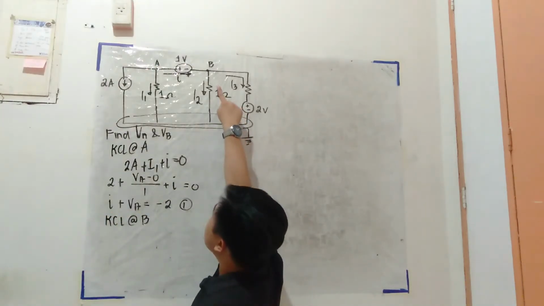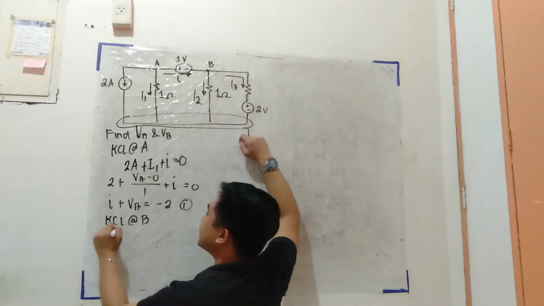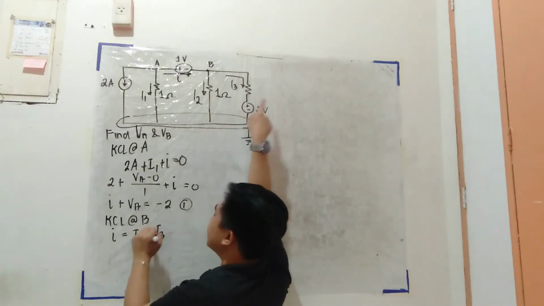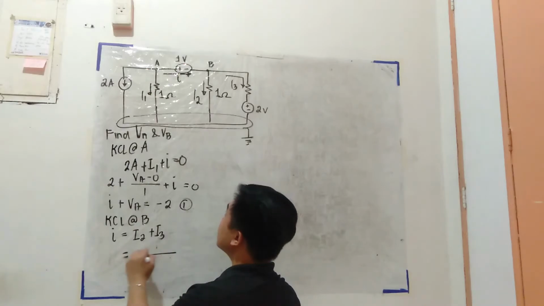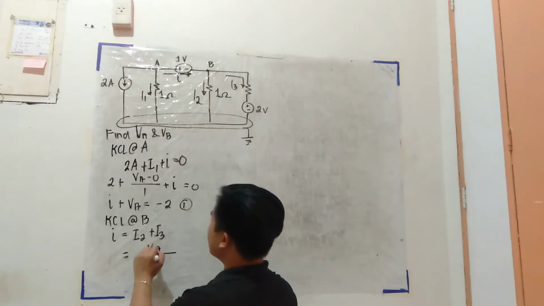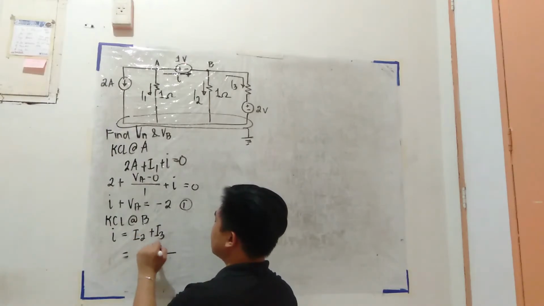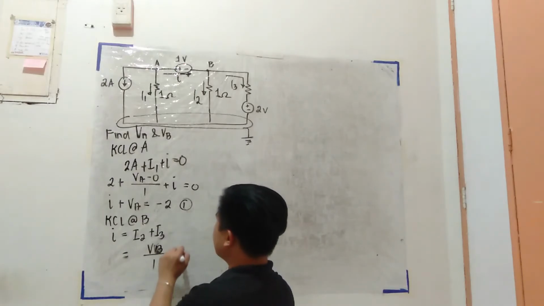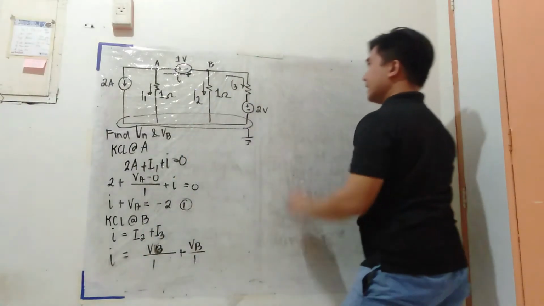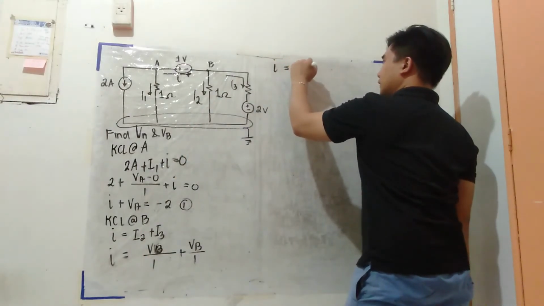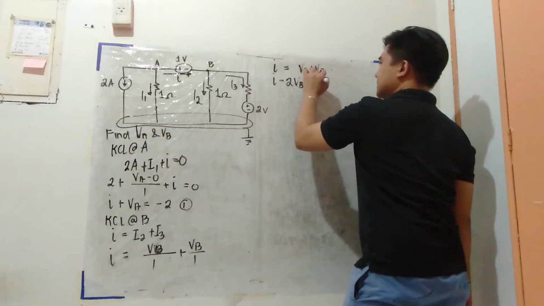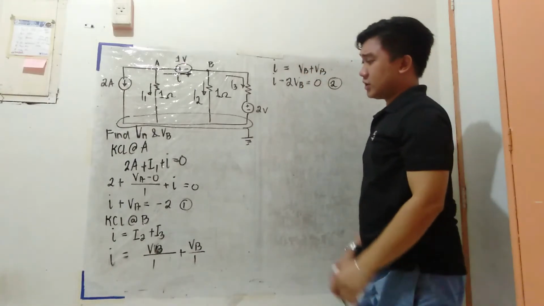And then, KCL naman tayo at B. Tingnan nyo guys, kay B, papasok dun si I. So, current entering si I. Pero, palabas si I2, tsaka si I3. Okay? Si I2 is equal to VA over 1. VB over 1, while si I3 is also VB over 1. So, kung isi-simplify ko yan, I is equal to VB plus VB, or I minus 2VB is equal to 0. I have my equation number 2.